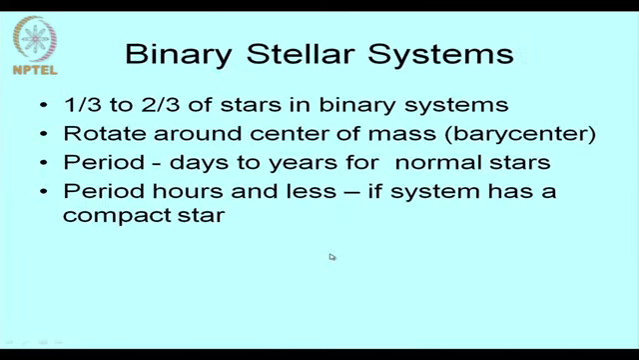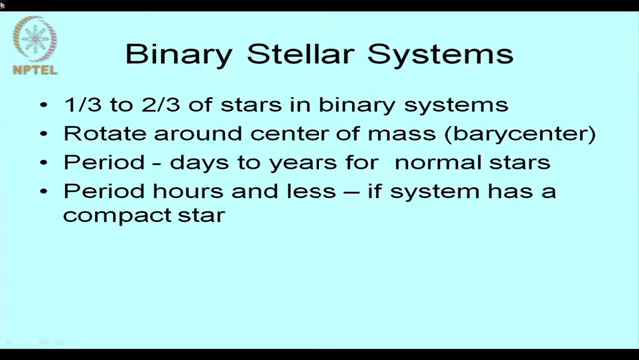Now, let me tell you what we are going to discuss in today's lecture. Today, we are going to consider a system where we have two stars in binary orbit. So, two stars which are moving in each other's gravitational field.